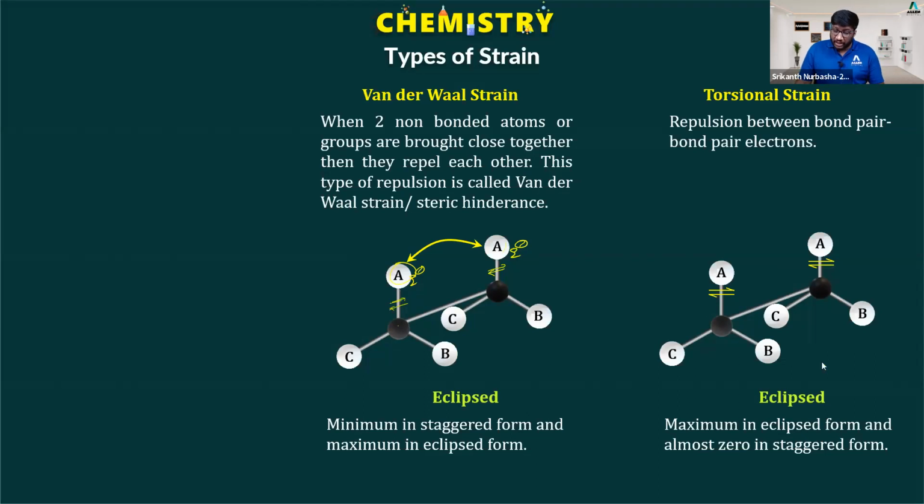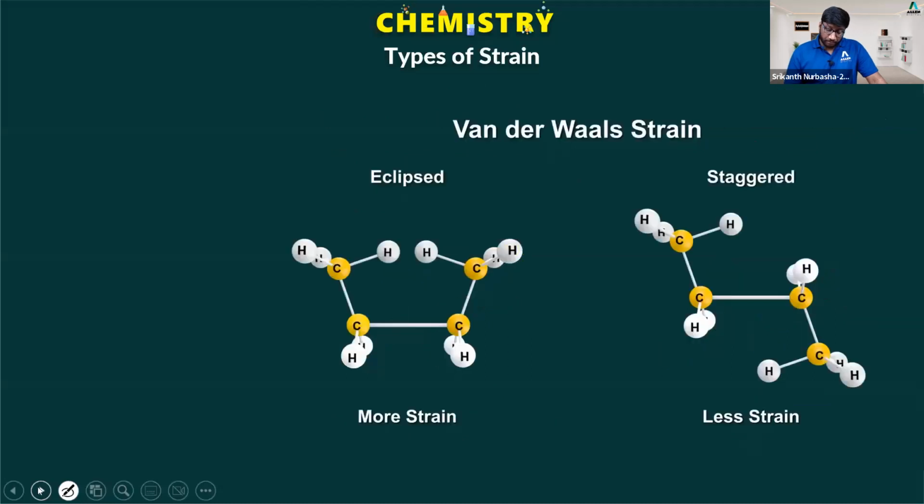So torsional strain and van der Waals strain are maximum in eclipsed forms. In the staggered form, the torsional strain is almost zero and it is minimum. So for van der Waals strain, the eclipsed form has more strain, and the staggered form will have less strain.